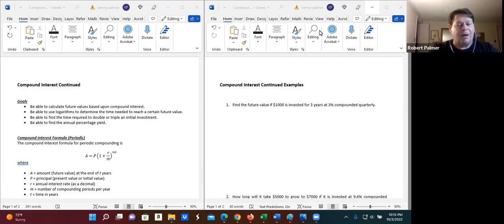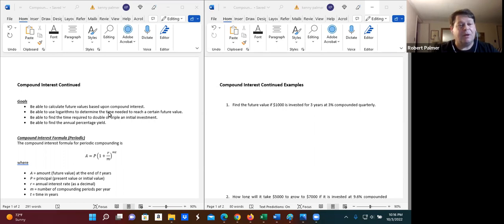Hello, everyone. Welcome back. So today we're going to talk more about compound interest. You've seen in a previous video we did some of the basics. Now we're going to continue on that and do a few more ideas about compound interest. Our goals are to be able to calculate future values based on compound interest.